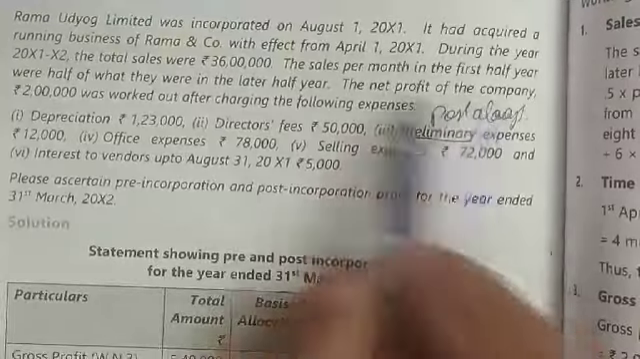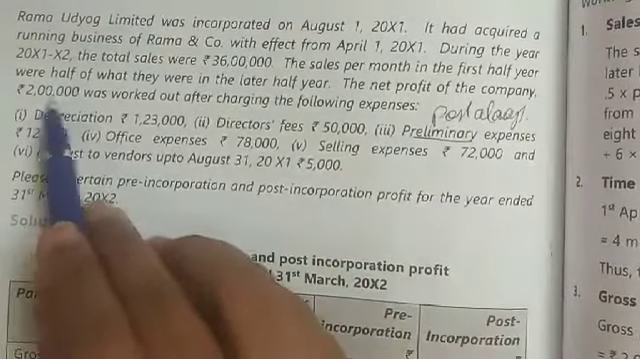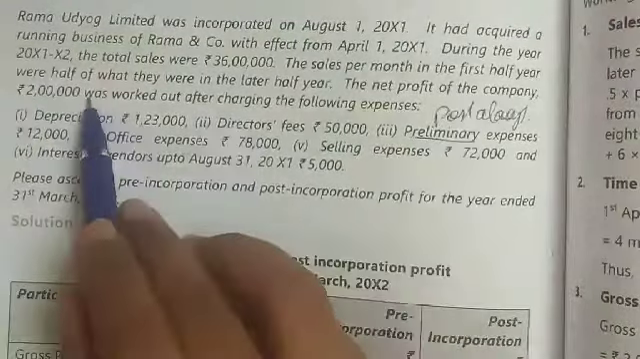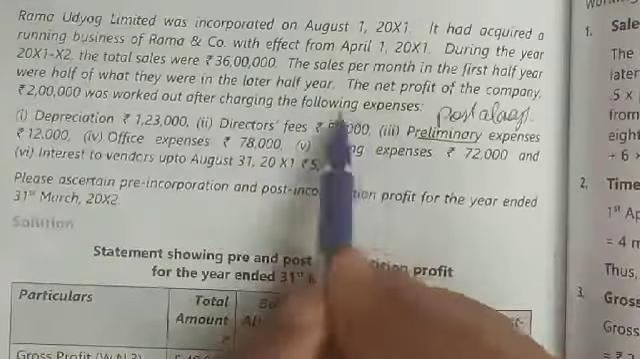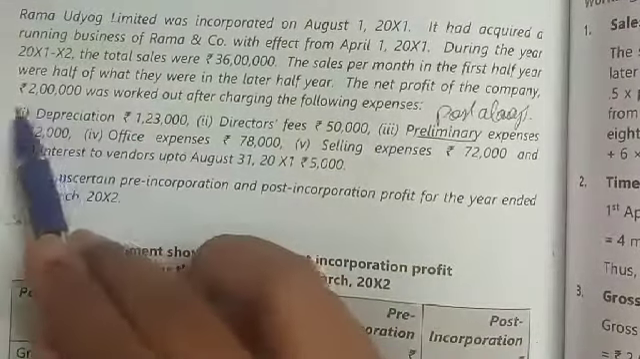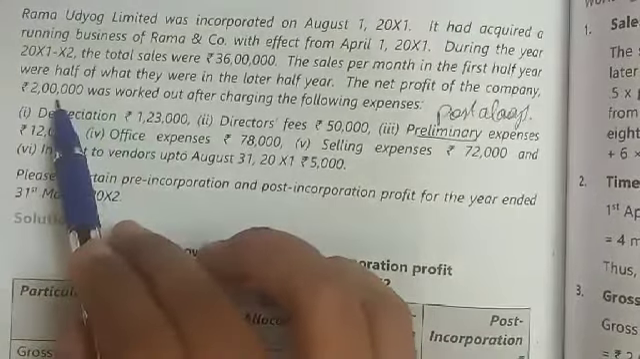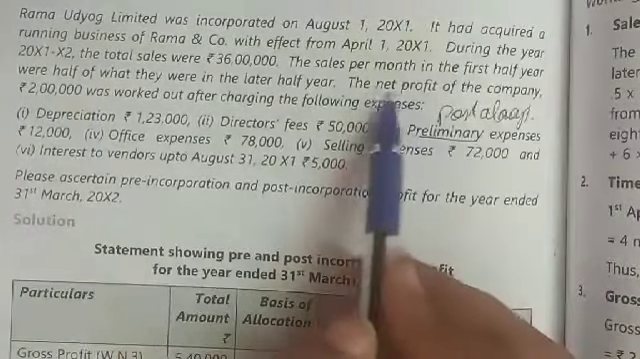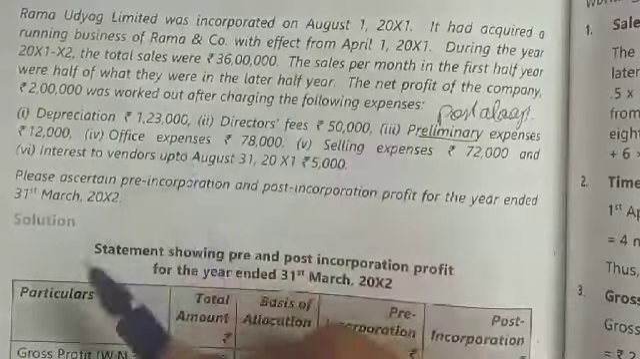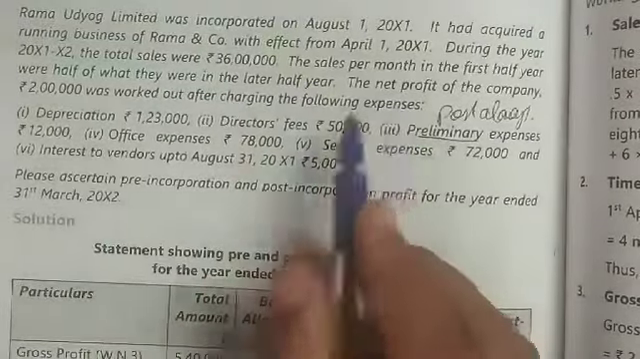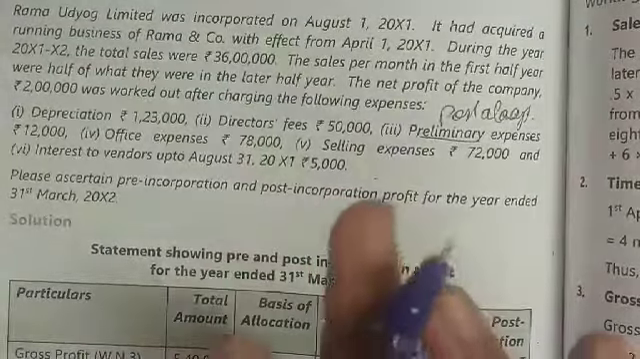Next, the net profit of the company was 2 lakh rupees, which was after charging the following expenses. So after charging all these expenses, they got the net profit of 2 lakh. But what we need is gross profit and not net profit. How do we arrive at the gross profit from the net profit? I'll show you a trick.